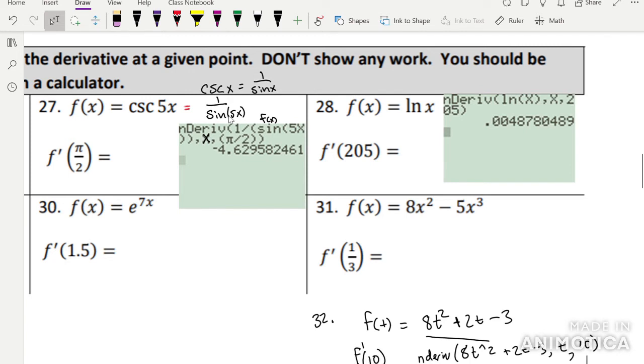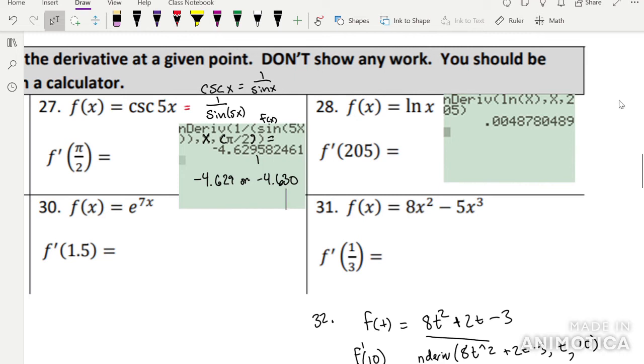So in this case, pi divided by 2, I actually input pi over 2. So again, I have brackets to make sure that I'm not losing anything. Hit equals over here, and it gives me the value of negative 4.629. Here you could truncate it, so either negative 4.629, or you could do negative 4.630. So round up brings it to 0.30.